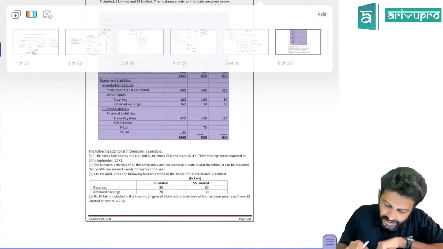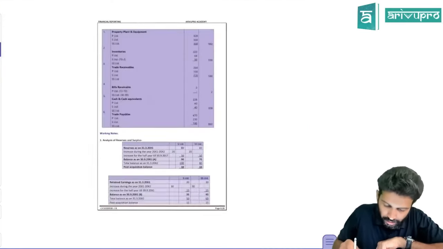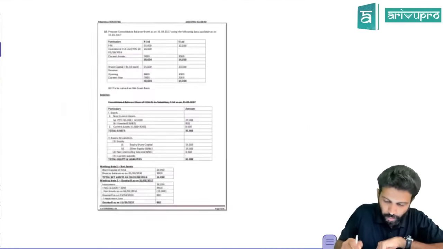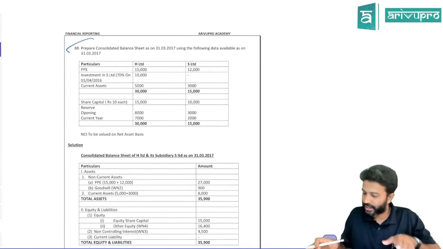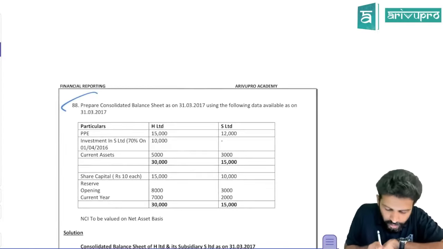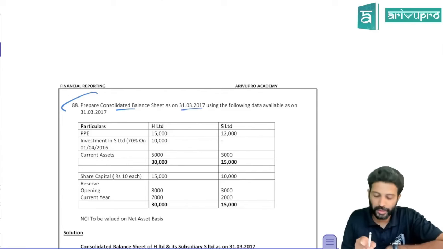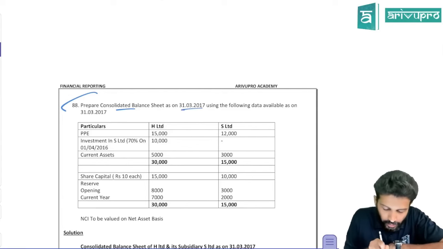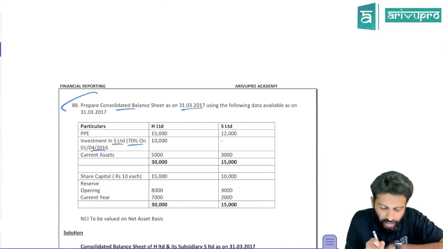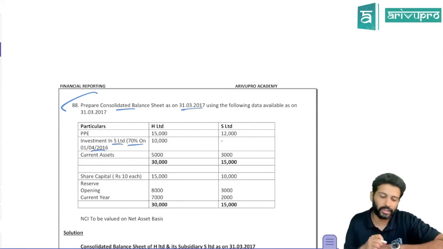So let's take up the first question. I'll take one simple question to begin with. Then we'll take up one question which has a little more adjustments. This is a very straightforward question. Question number 88. Prepare consolidated balance sheet as on 31st March 2017 using the following data. H Limited and S Limited. H Limited has purchased 70% of S Limited on 1st April 2016. So from the year beginning only, H Limited has got the control.